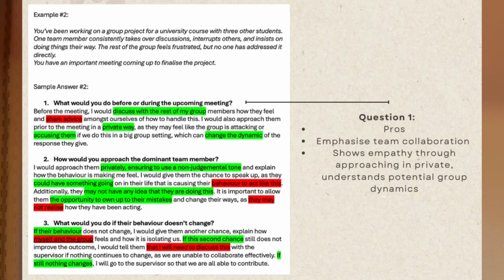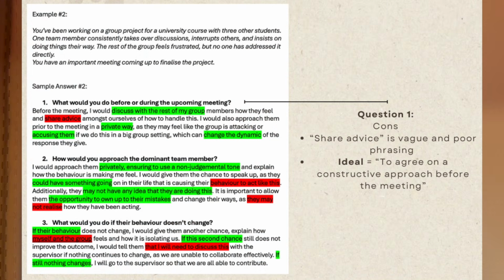And then I also mentioned that prior to the meeting, I would approach them in a private way, as I don't want them to feel like I'm accusing them. This is again good as it's showing your empathy and how you're giving them opportunities by themselves to realize and understand what they're doing in a non-confrontational and private way. It shows your understanding of group dynamics and how public confrontation might make others feel.